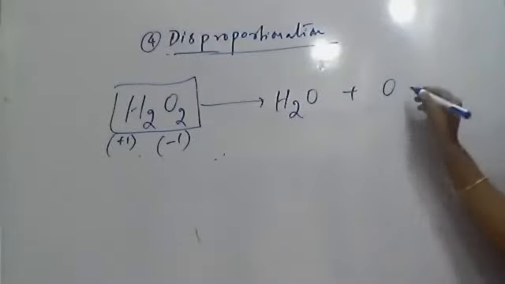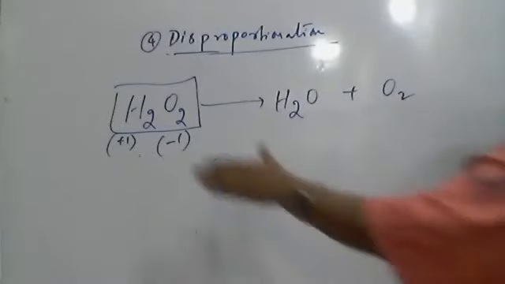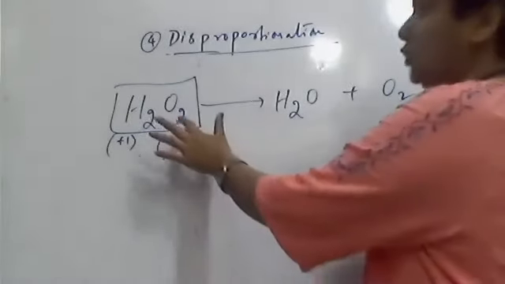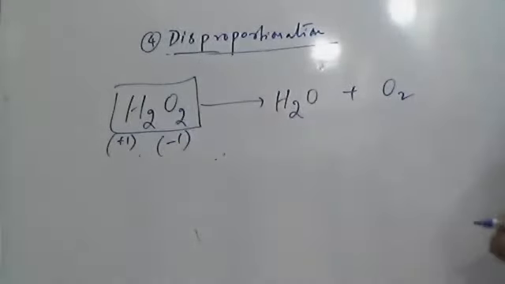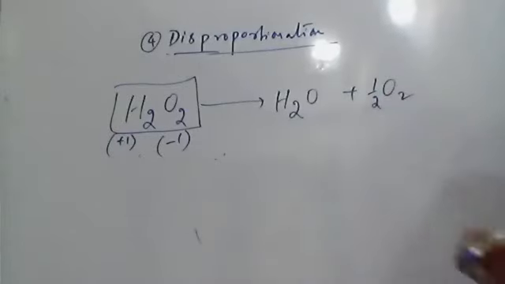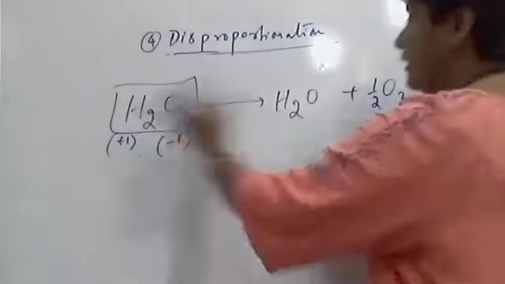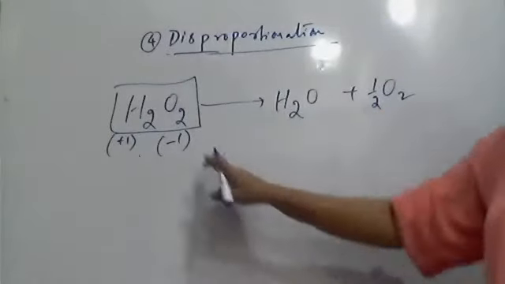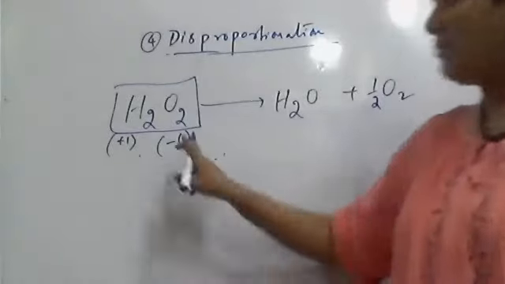Now in the reactant, how many oxygens are there, beta? 2 oxygens. How many in the product? 3. So I have to balance it. I'll take half O2 here. If I take 2 here, then 2H2O and half O2. However it is, the oxygen was in -1.